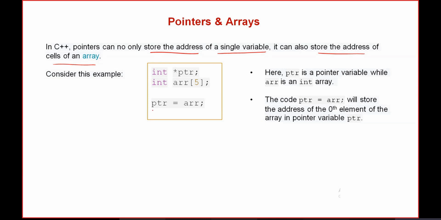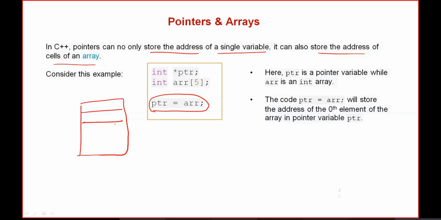Now when I say ptr is equal to arr, that means somewhere the array was created of 5 elements and arr itself is the name of the array. Now we are creating a pointer ptr which is pointing to the same memory location at which arr is pointing. That means it's pointing to the 0th index.